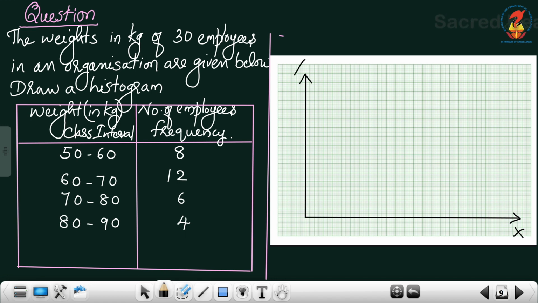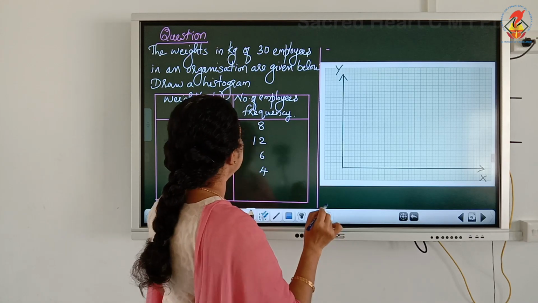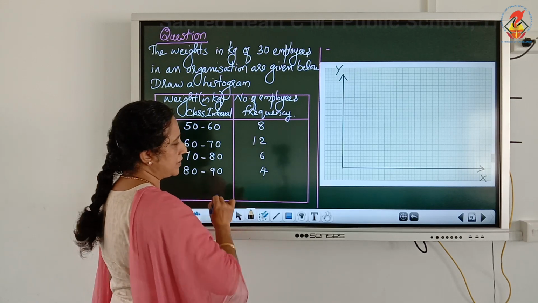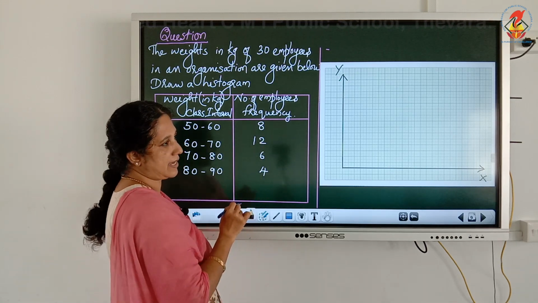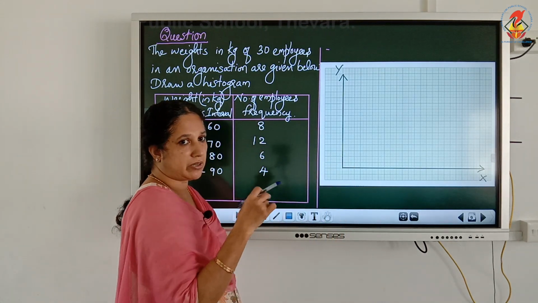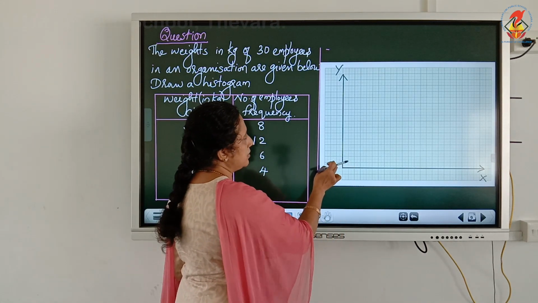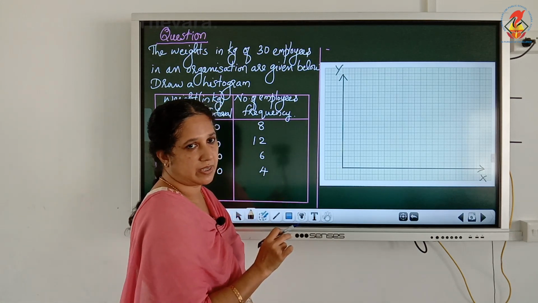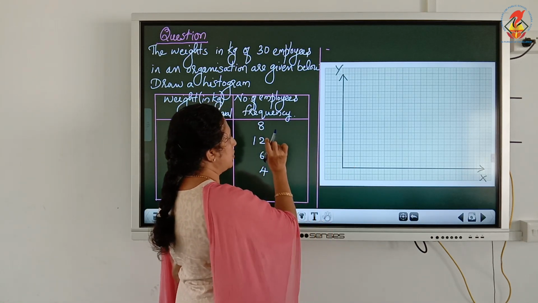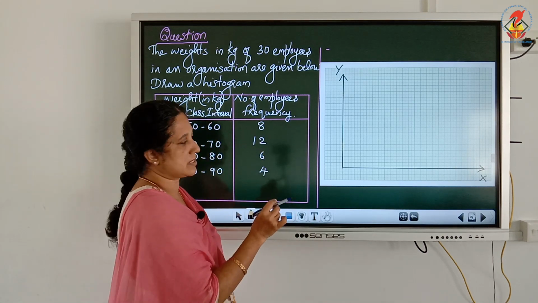The vertical line we can call the y-axis. Then after that, look at the number of employees, that means look at the frequency. You have to select the scale. This one square box we can take as 1 centimeter or 1 unit, and we have to give the scale for this y-axis only. So on the y-axis, 1 centimeter or 1 unit equals how many employees?